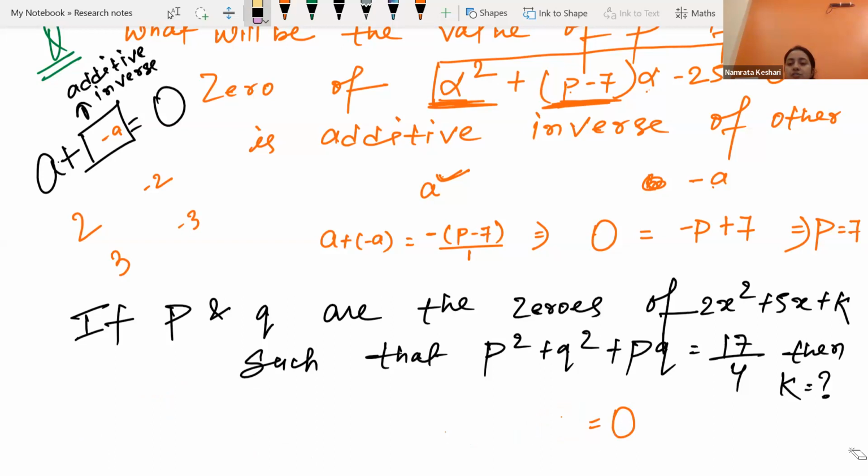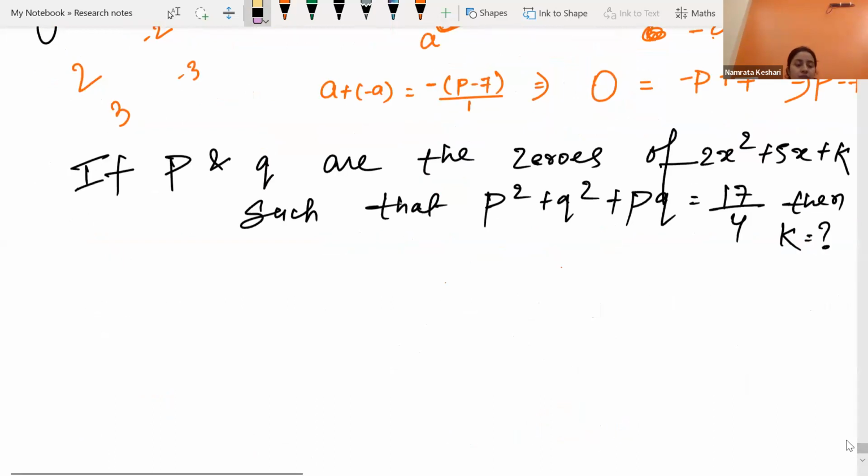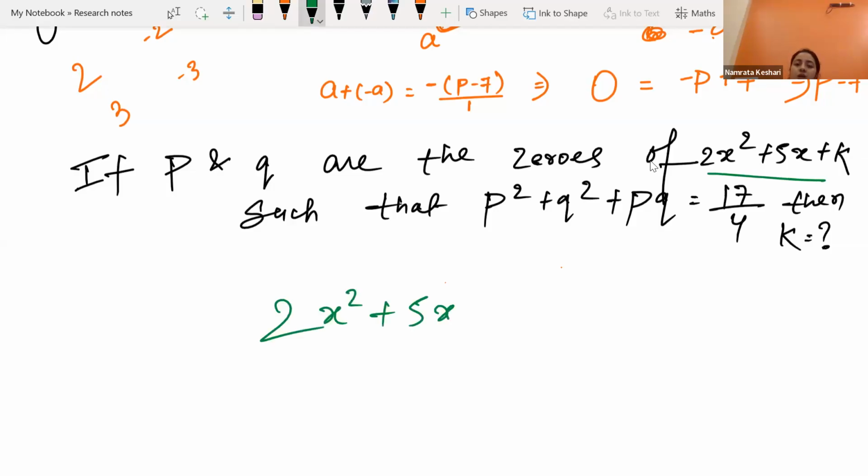Please continue with this question. What is the value of k? Can you do this? Yeah, let's do it. So here I got -4. Let's check it. So we are having the polynomial 2x square plus 5x plus k, such that this is 17/4.